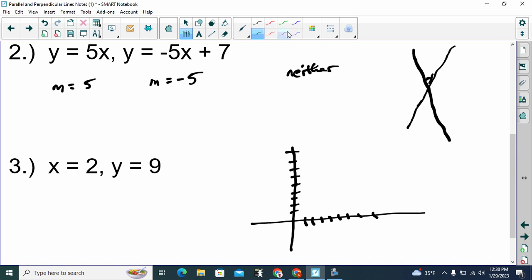So x equals 2 is a vertical line through 2. And y equals 9, 1, 2, 3, 4, 5, 6, 7, 8, 9, is a horizontal line through 9. Notice if I extend this, if I have a vertical line and a horizontal line, those lines are indeed perpendicular.